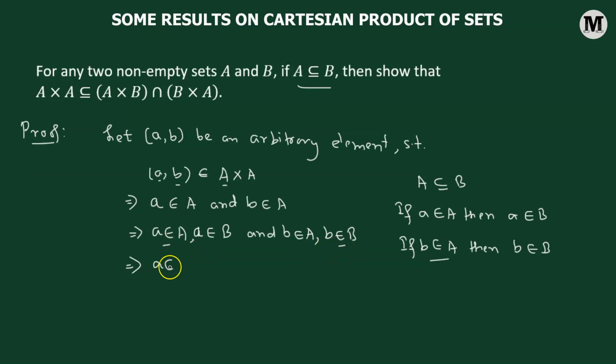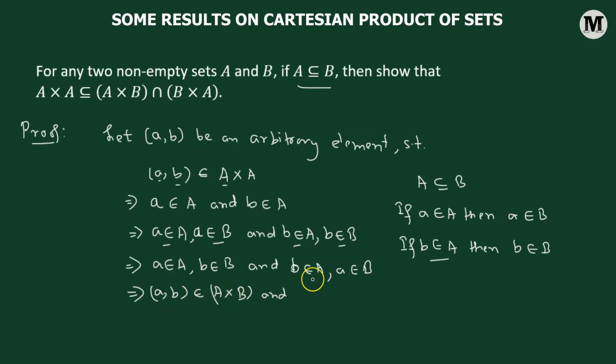So we have a belonging to the set A, followed by b belonging to the set B. And we're also going to consider b belonging to the set A, and then a belonging to the set B. So what does it mean when we say that a belongs to A and b belongs to B? This means that the ordered pair (a, b) is a member of the Cartesian product of A and B.